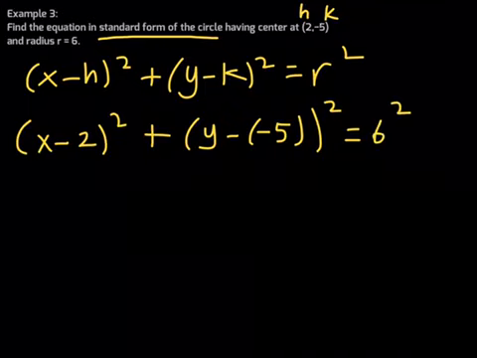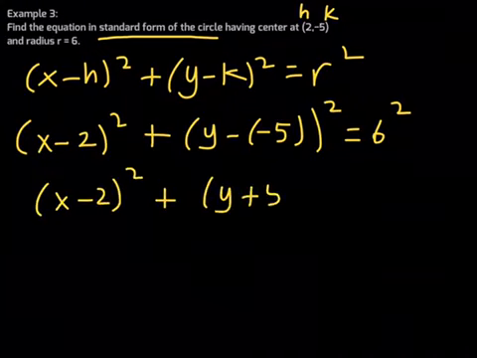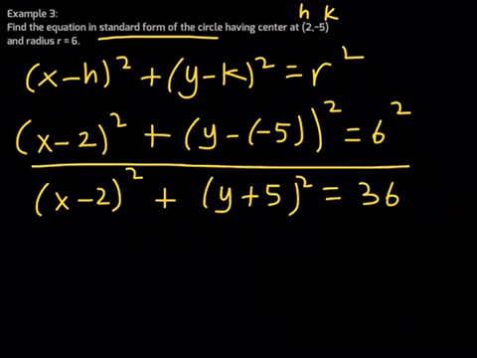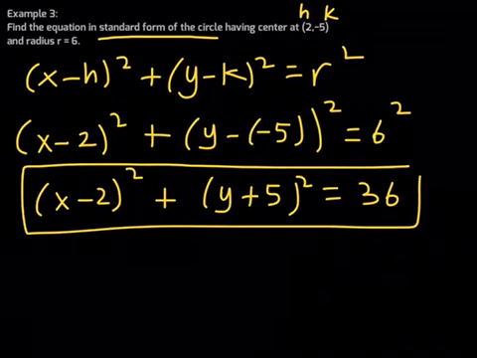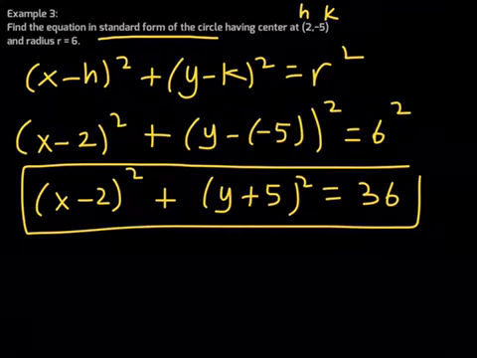All right, so the final answer would be x minus 2 quantity squared plus y plus 5 quantity squared is equal to 36. We're done. So this is the standard form for a circle whose center is 2, negative 5, and radius 6. Not that bad, right? Just plugging in what they gave you and finding the standard form. Okay, cool. Let's go to the next example.